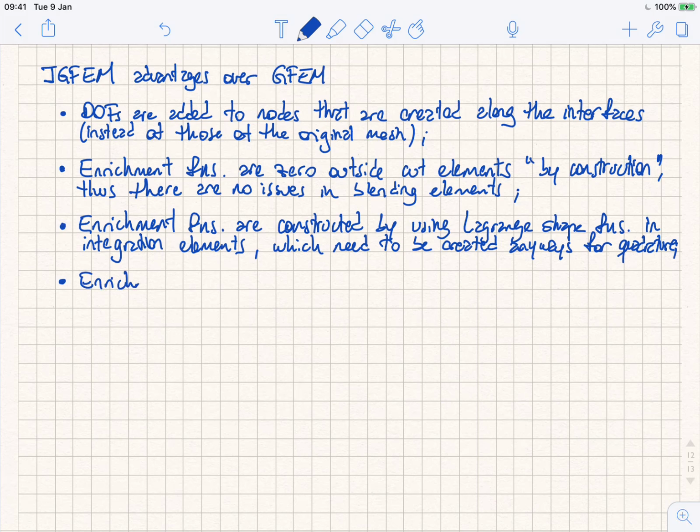Easier to prescribe boundary conditions. Yes, that is one of the main advantages, that prescribing essential boundary conditions in the background mesh nodes remains as in standard FEM. What else?